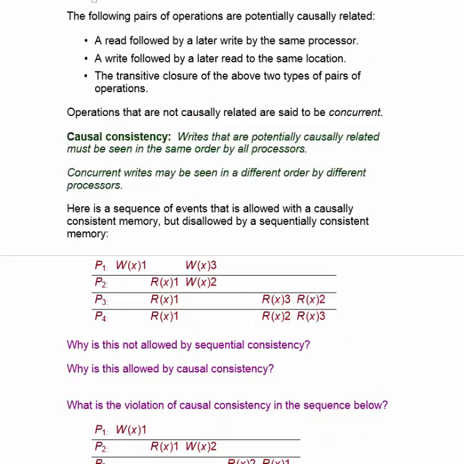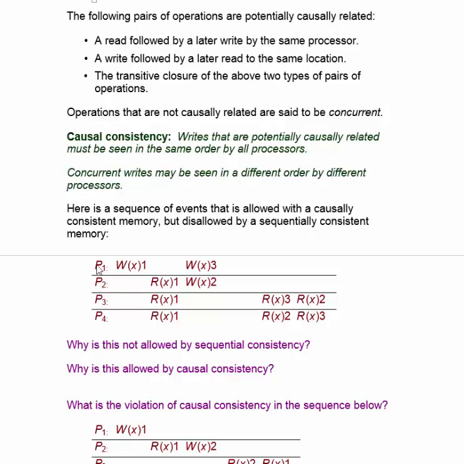The definition of causal consistency says that writes that are potentially causally related need to be seen in the same order by all processors, but other writes are said to be concurrent, and it doesn't matter what order they're seen in. Here's a sequence of events that's allowed with a causally consistent memory but disallowed with a sequentially consistent memory.